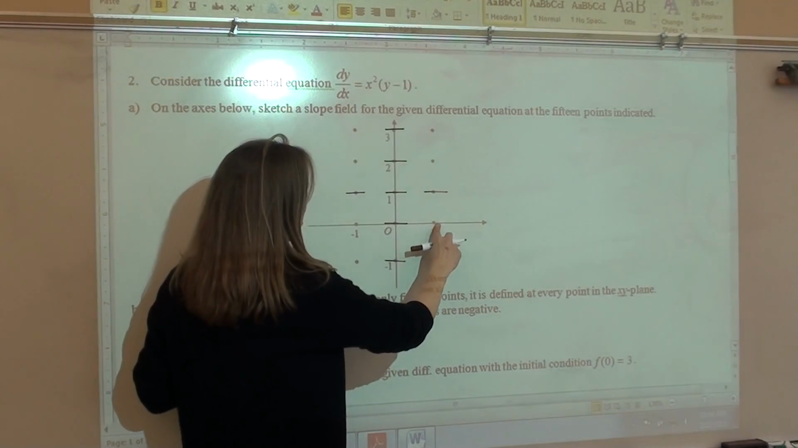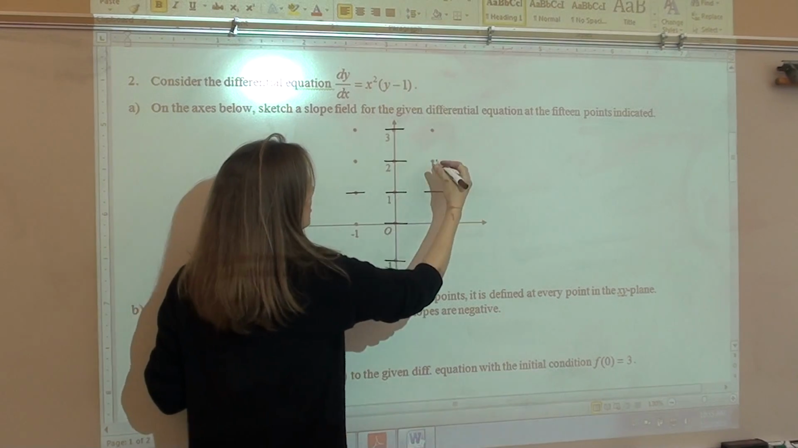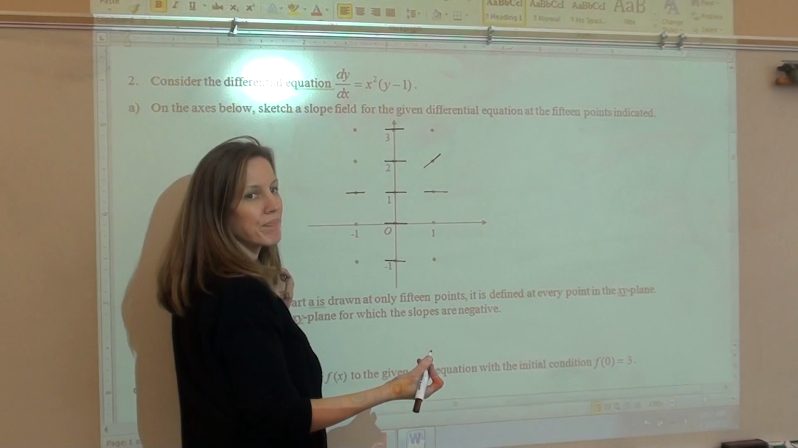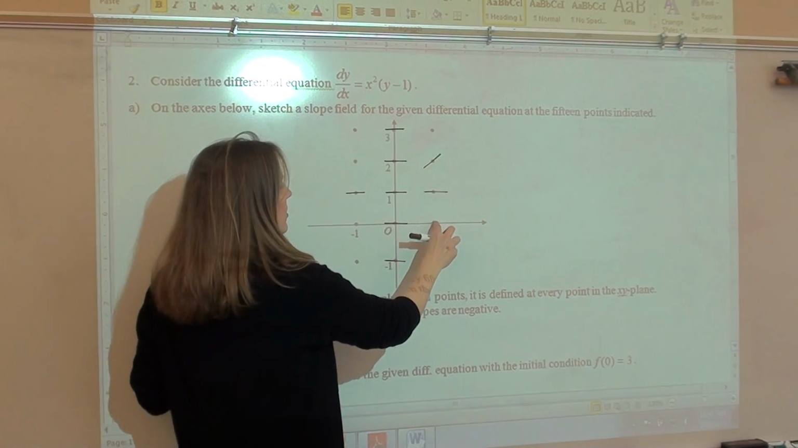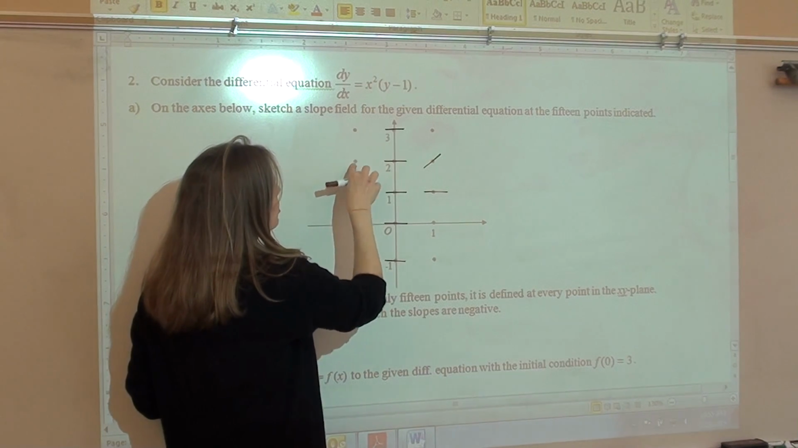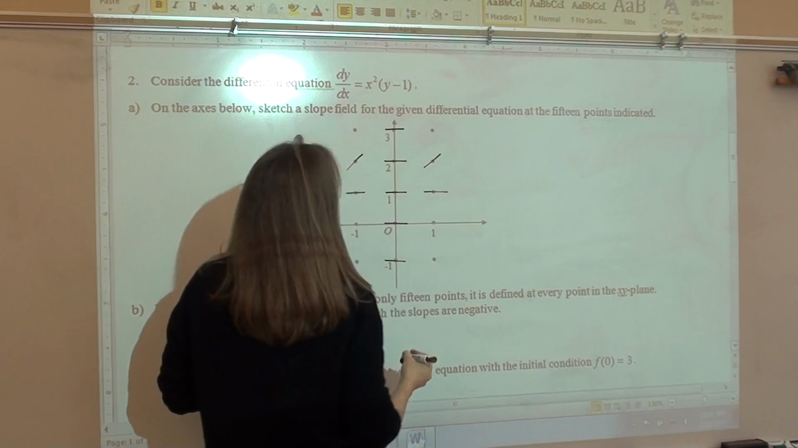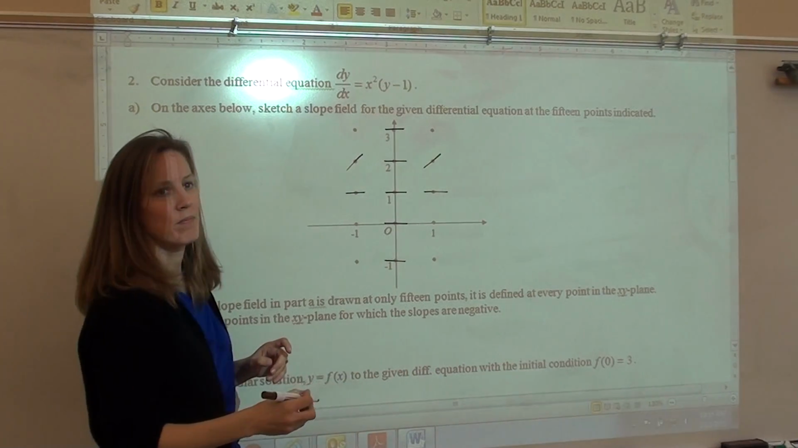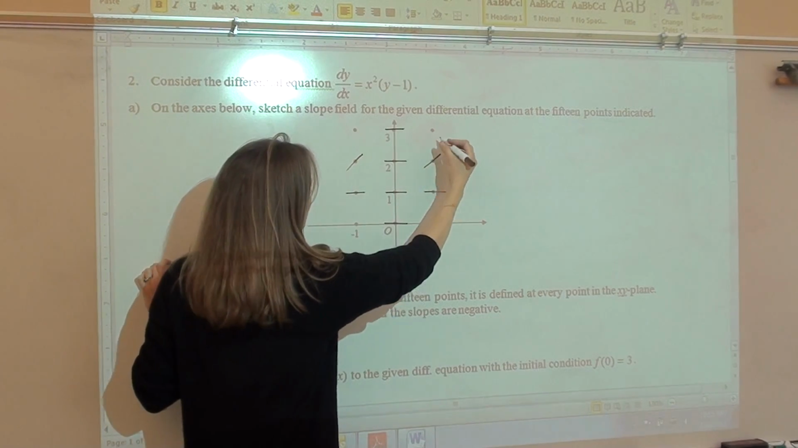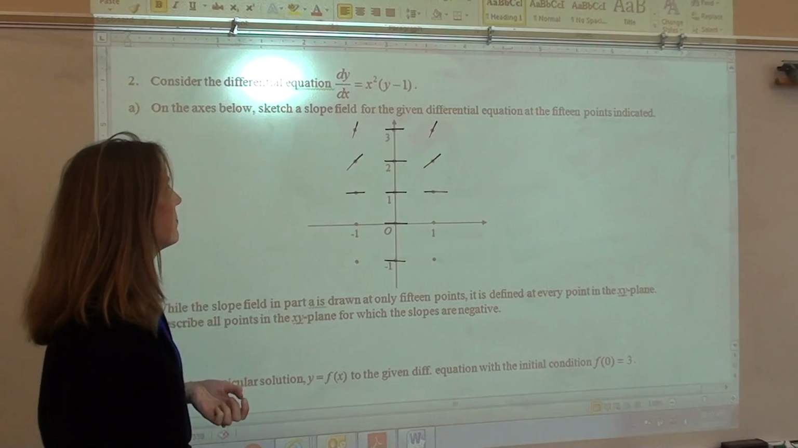So when x is 1 and y is 2, we get 1 times 1, so we get a slope of 1. Cool. When x is... Oh, we could just do the other side because it's squared. Ooh, that is true. When x is negative 1 and y is 2, it's still a slope of 1 because it's squared. How convenient. Now if x is 1 and y is 3, we get a slope of 2, so we need a steeper slope, and it's going to be the same here because x is being squared.